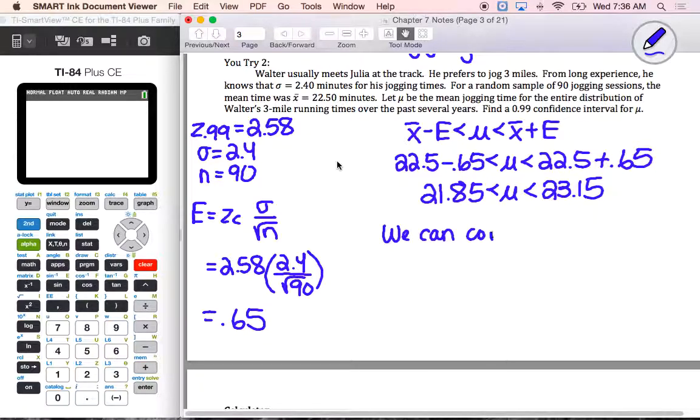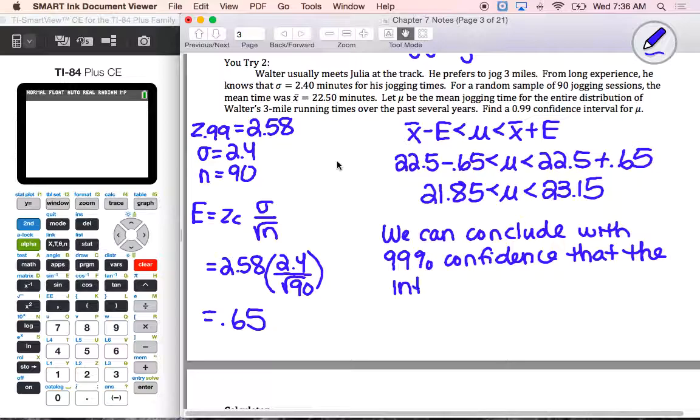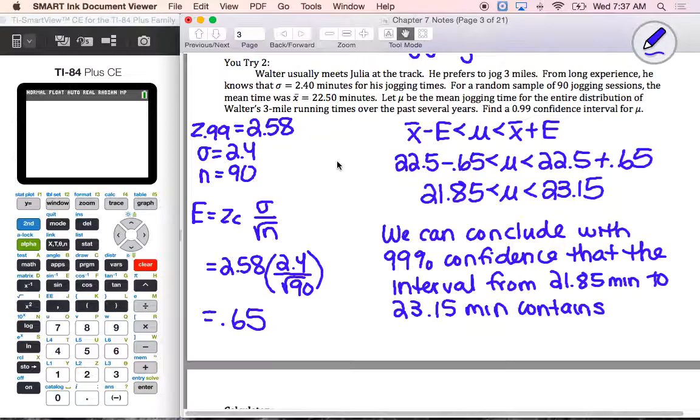So we can conclude with 99% confidence that the interval from 21.85 minutes to 23.15 minutes contains the population mean of jogging times for Walter.